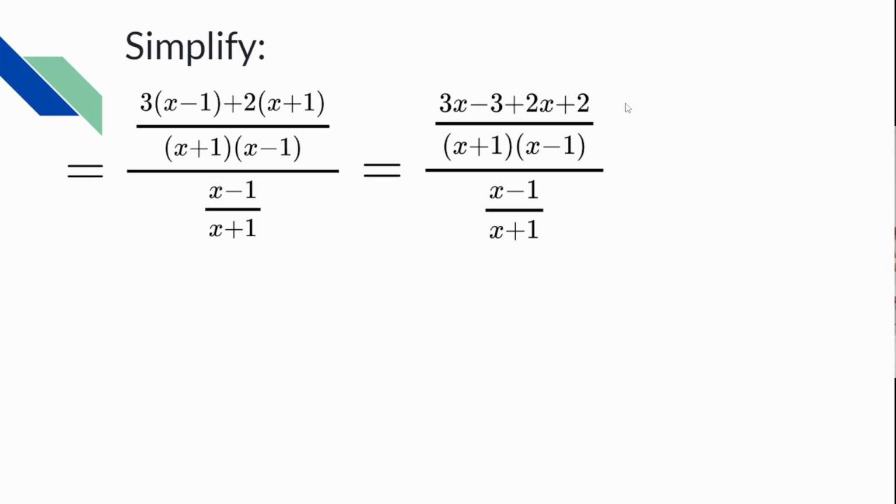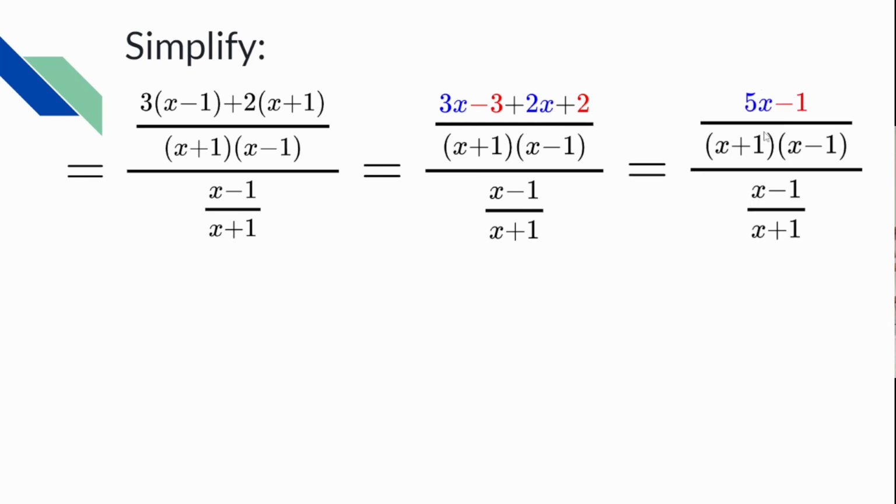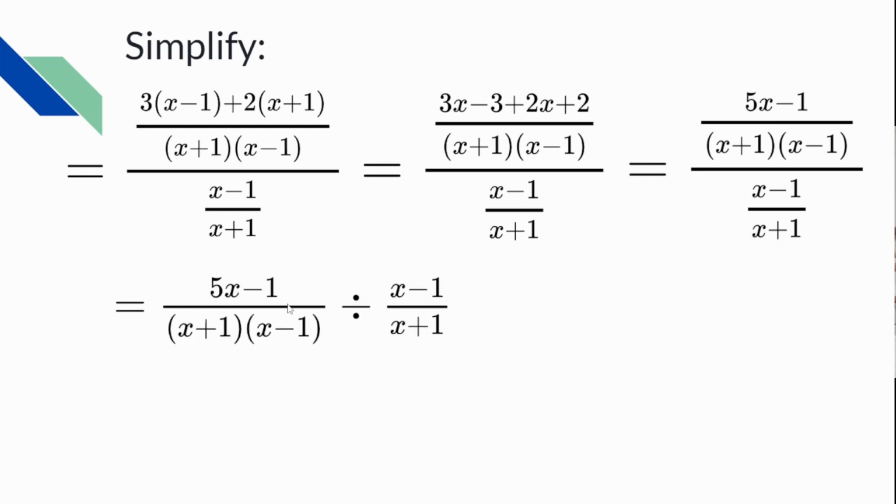At this stage, if we want to, we can add like terms and add constants. We don't have to do this yet, but I'm going to go ahead and do it right now to clean this up nicely. So 3x plus 2x in blue gives us 5x, and then negative 3 plus 2 in red gives us minus 1. So this is a little cleaner now, and we can write it as a division problem. We have this divided by this.